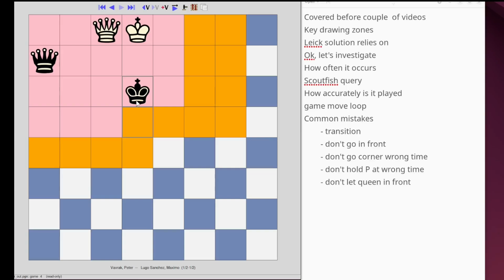Okay, cool. So look, this I find is very interesting. Just sort of looking through how often it occurs, how often people make errors, and in particular, what sort of errors people are making in this particular endgame, so we don't do them ourselves.